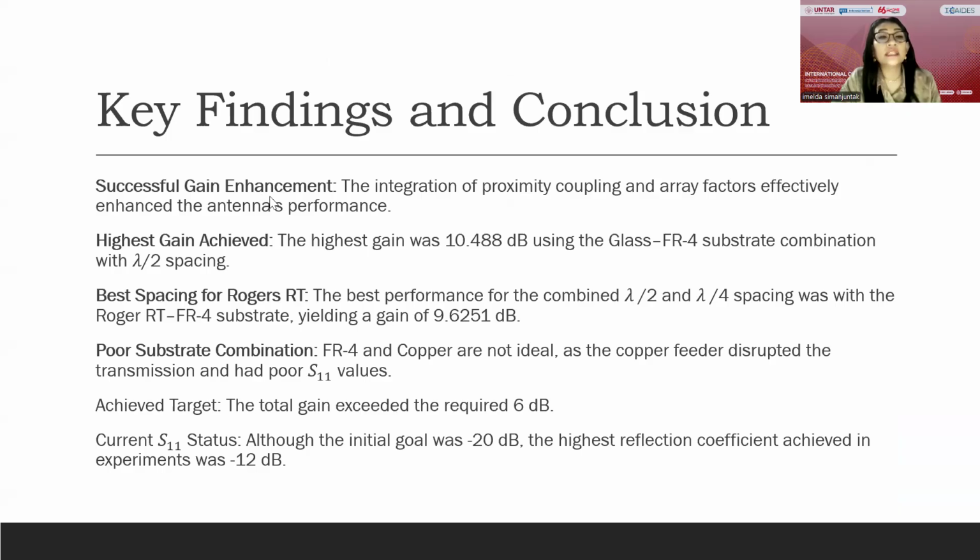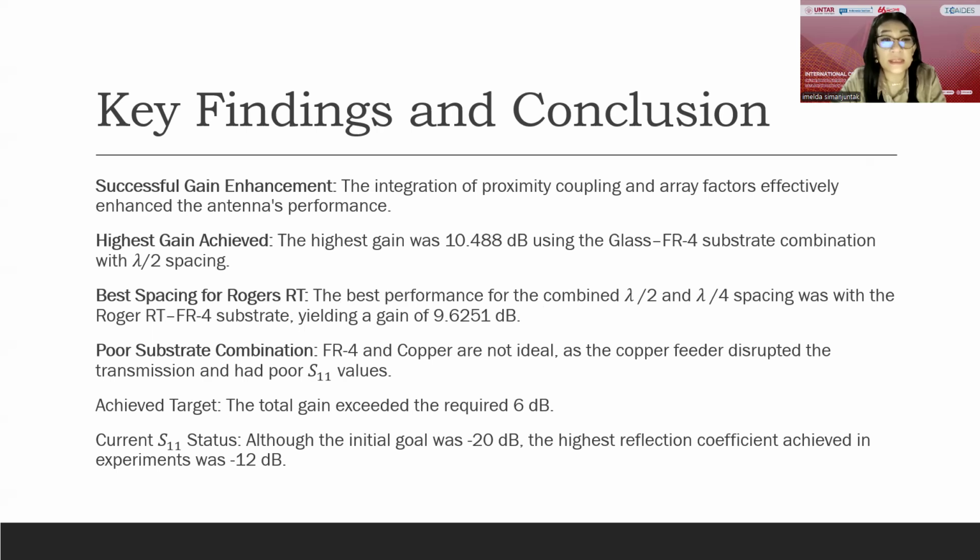The successful gain enhancement is the integration of proximity coupling and array factor, which effectively enhances the antenna's performance. The highest gain was achieved using the glass and FR4 substrate combination with spacing lambda divide 2. The highest gain was 10.488 decibel.